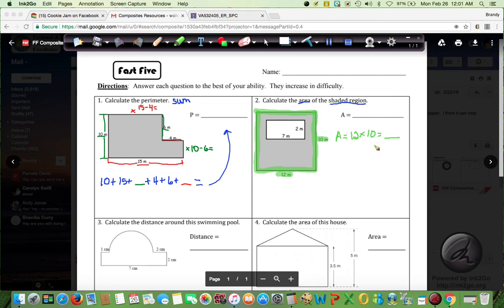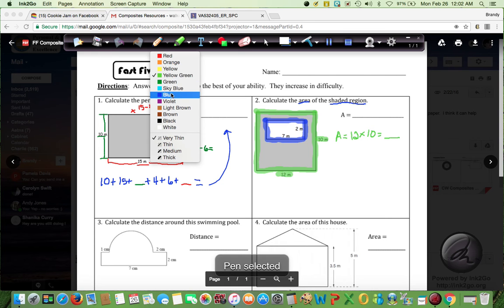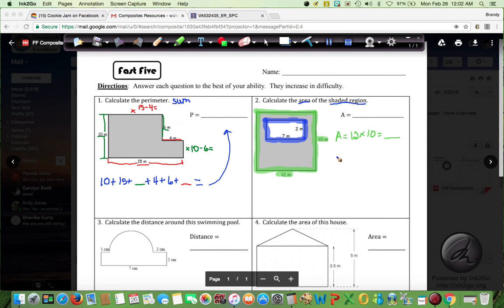That's not your final answer though. So let's look at the smaller one here. Let's choose blue. So we have this smaller piece right here, smaller rectangle, and that's a 7 by 2. So then my second area of the smaller rectangle is going to be a 7 by 2, right? Remember, length times width.